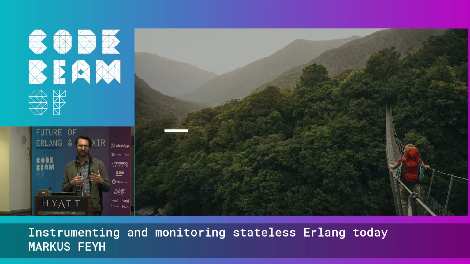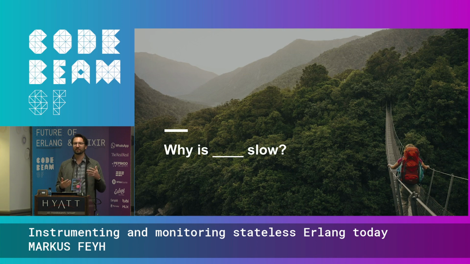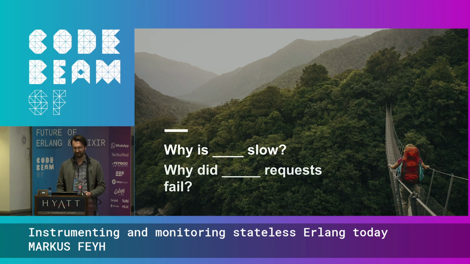Hopefully everyone's gotten the question, why is something slow? Maybe the CEO comes to you, or a customer says, my app is really slow, or the website seems really slow, or someone asks why are the requests failing? Why doesn't anything load? Why does it just show some random error? And you're sitting there with your Erlang system, and you need to start thinking through, okay, how do I figure out what happened in the system?